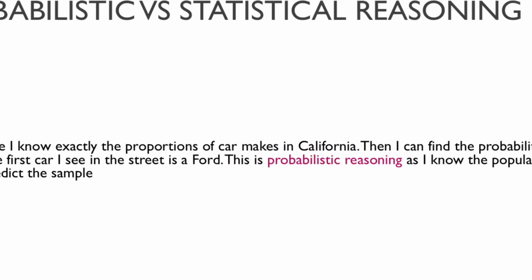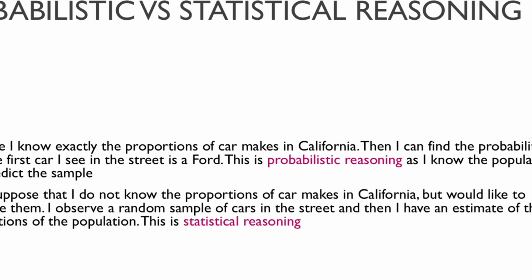For example, if I go to a city, say California, and I know the exact proportion of car makes in California, then I can find out the probability that the first car I see on the street is a Ford or Maruti or any other car. For example, if I know that 20% of the cars in a particular city are sold by Ford, or Toyota for that matter, then I have a 0.2 probability that the first car I see, if I go on a random road and see a car crossing the street, is a Ford, because 1/5 of cars are Ford. If 5 cars are passing by on that street, approximately one should be a Ford.